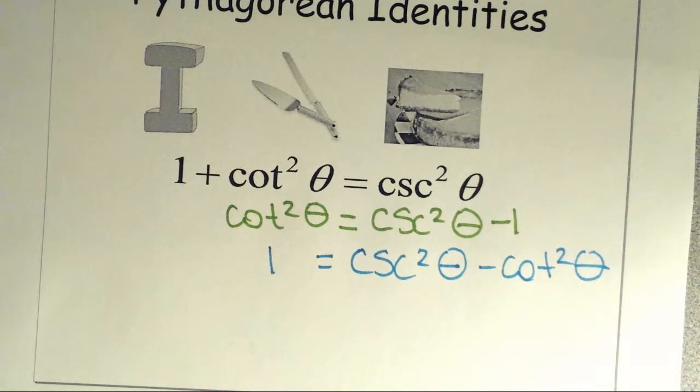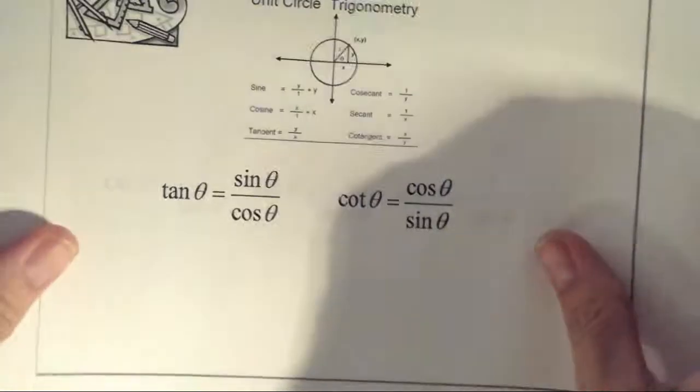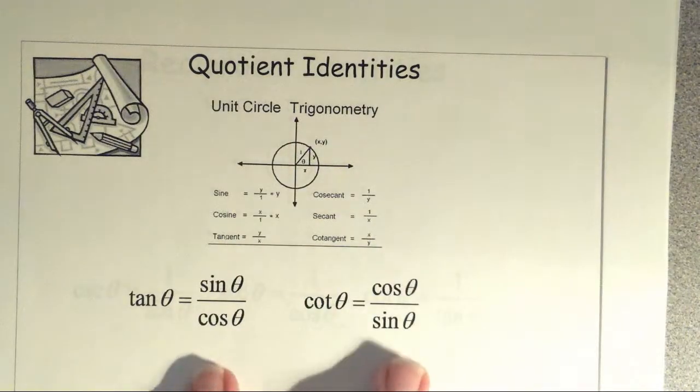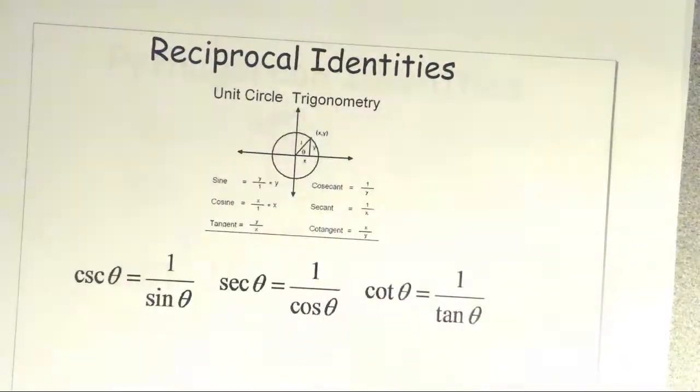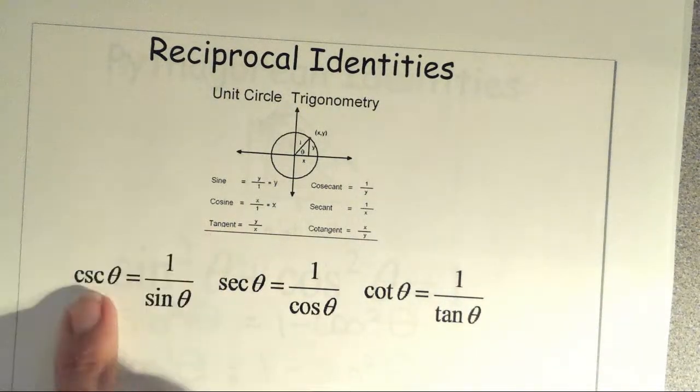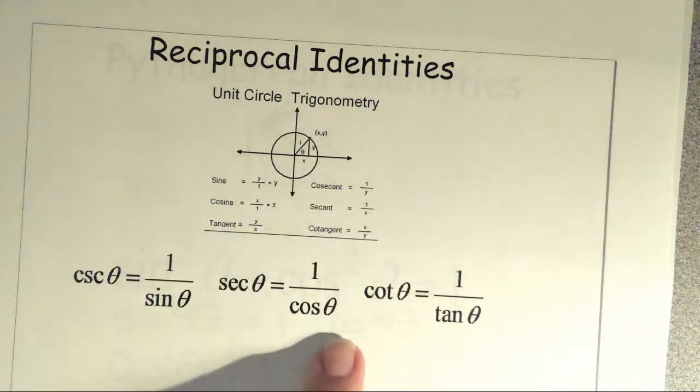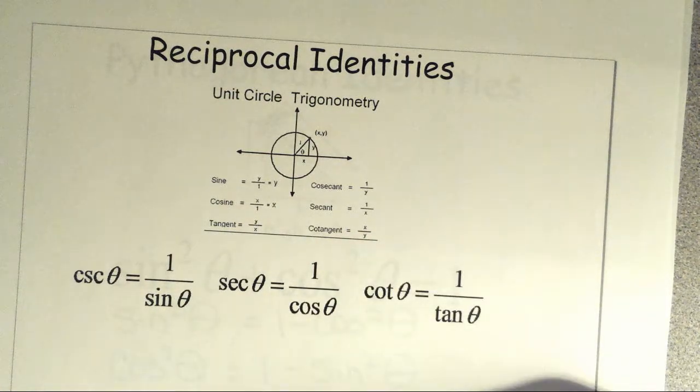So when we're working problems today, we want to know all of these trig identities. We want to know our quotient identities, tangent and cotangent. We want to know our reciprocal identities. Cosecant is 1 over sine, secant is 1 over cosine, cotangent is 1 over tangent.